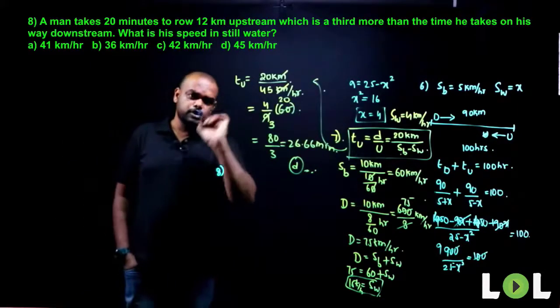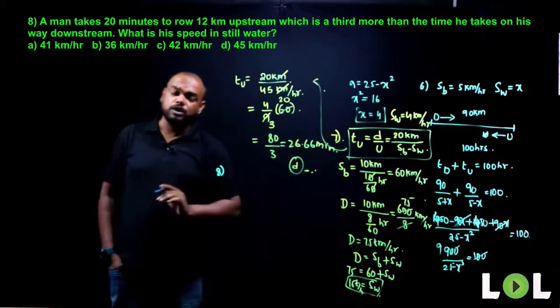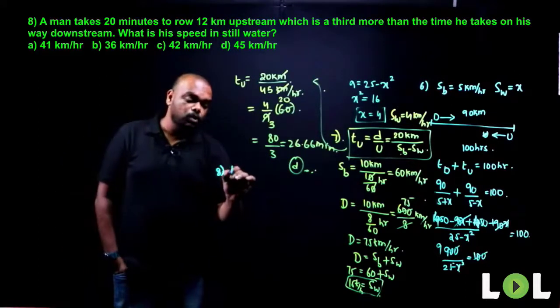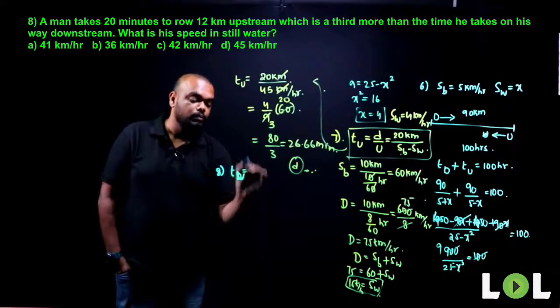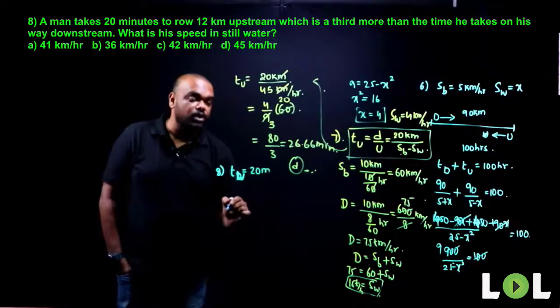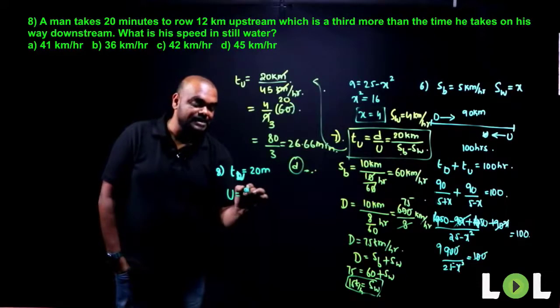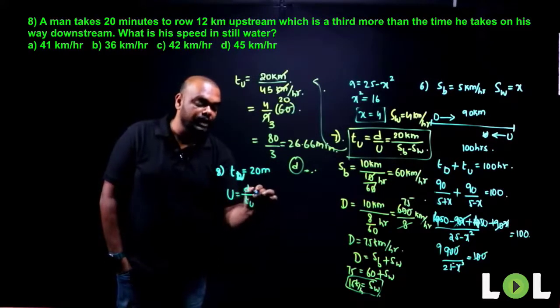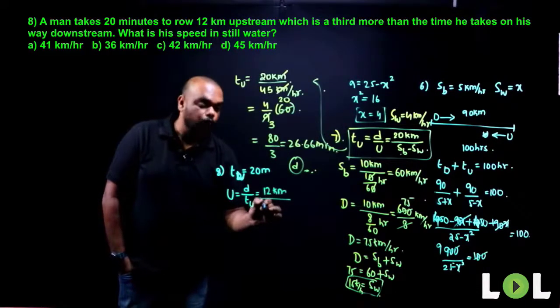First thing, the moment you saw the data, crack it first. Now you know that there is time and you know that there is distance. Time during upstream is how much? 20 minutes. For the distance of 12 kilometers, means I can calculate upstream speed. That is distance by time taken during upstream. Distance is how much? 12 kilometer divided by time, 20 minutes.